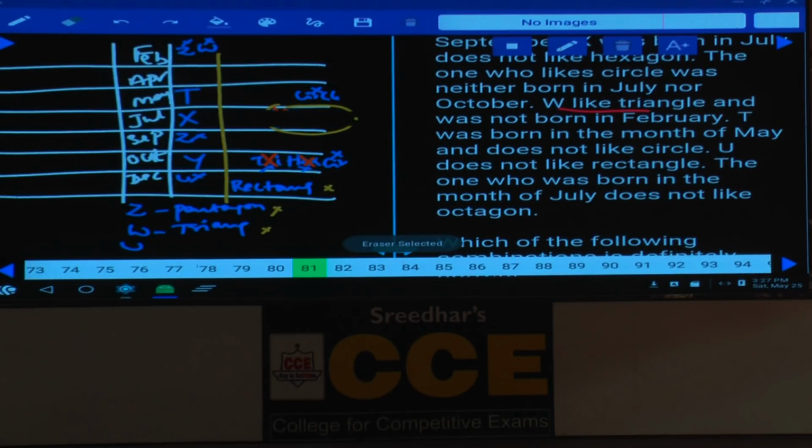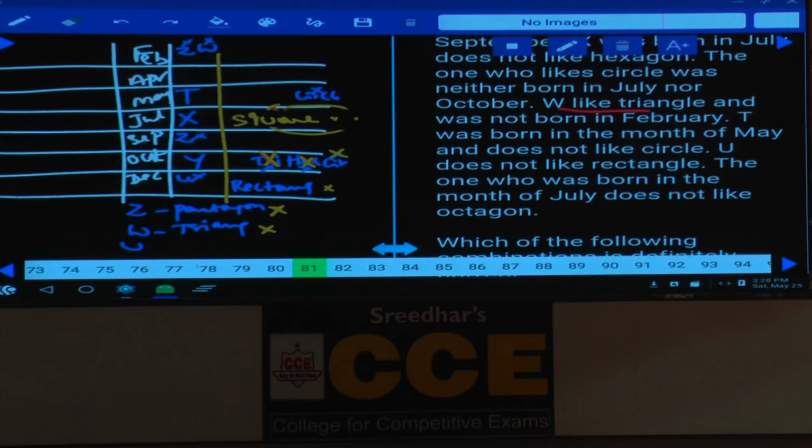Are you following this one or not? Now we have finalized the position of this one. This person likes a square. Again coming to this October. Now the person who was born in October: triangle ruled out, hexagon ruled out, circle ruled out. Three is not possible. Again pentagon is not possible, four. And triangle is already counted here. At the same time, pentagon, triangle, hexagon, circle, square and rectangle were also ruled out. Now finally we are left with what? Finally we came to octagon, isn't it?